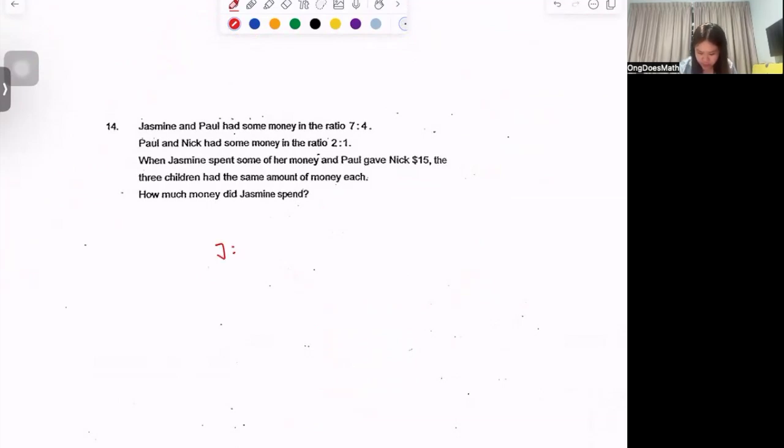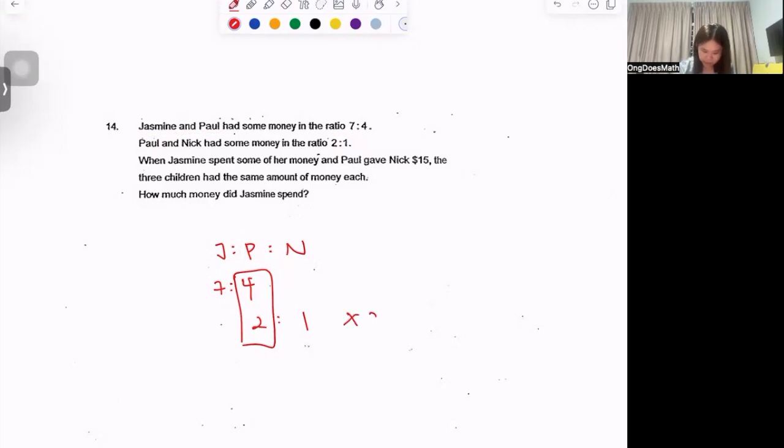Jasmine, Paul, and Nick. So Jasmine is to Paul is 7:4. Then we have Paul is to Nick, which is 2:1. So like I said earlier, Paul cannot be 4 and 2 at the same time. So let's try to make Paul the same in both scenario 1 and 2. And the lowest common multiple between 4 and 2 is 4.